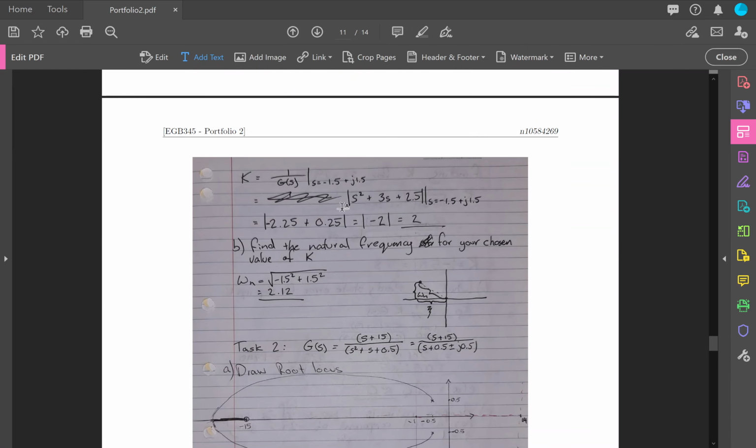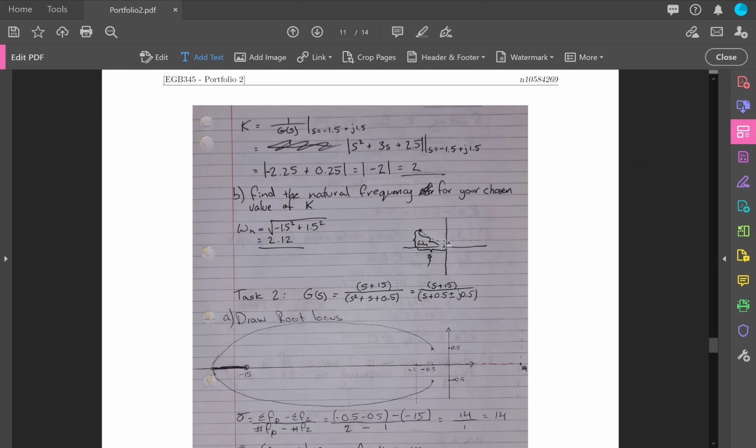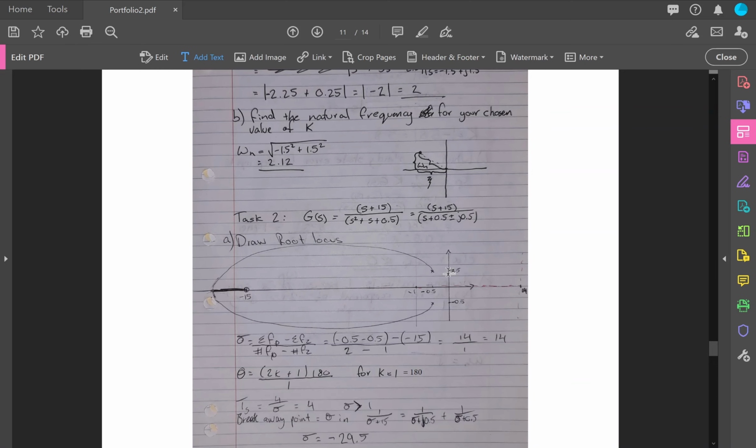So what we can do is plug our desired pole locations into this equation here, and then plugging in our s as our pole locations, we can get a gain of 2. So a k of 2 will give us our desired settling time, and our omega n will be equal to 2.12 after using this equation here, this right angle triangle equation.